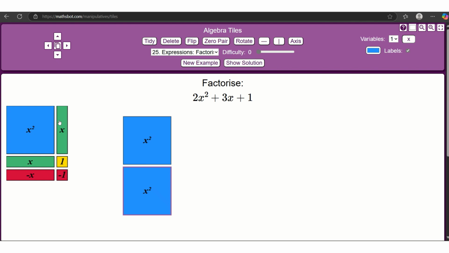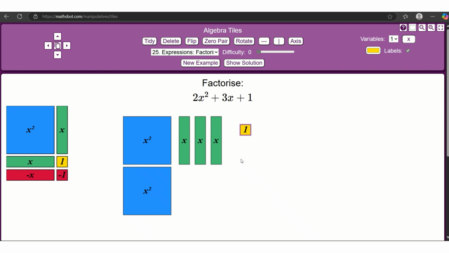Now the green rectangles have an area of x. They have a height of x, meaning they match up with the blue, but they have a width of 1, and 1 times x would just give you x. So we're going to go ahead and pull in 3 x's, and then each of the yellow squares has an area of 1, meaning it is 1 times 1. Typically when you start with algebra tiles, you would start with just modeling the quadratic like this.